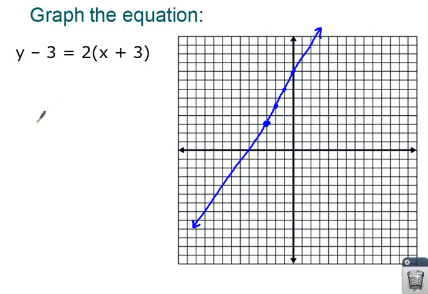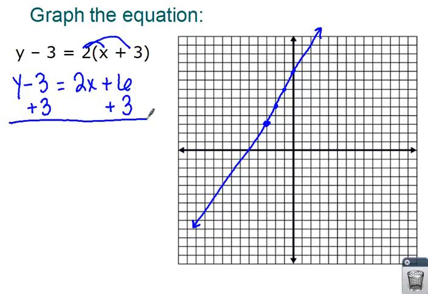We have to look at it, say we have parentheses to get rid of, so we need to distribute. Okay? So we distribute the 2, and we get 2x plus 6. Make sure if you're going to distribute, it's got to go to everything in the parentheses. Then we got to get y by itself, so we got to add 3 to both sides. And we get y equals 2x plus 9.